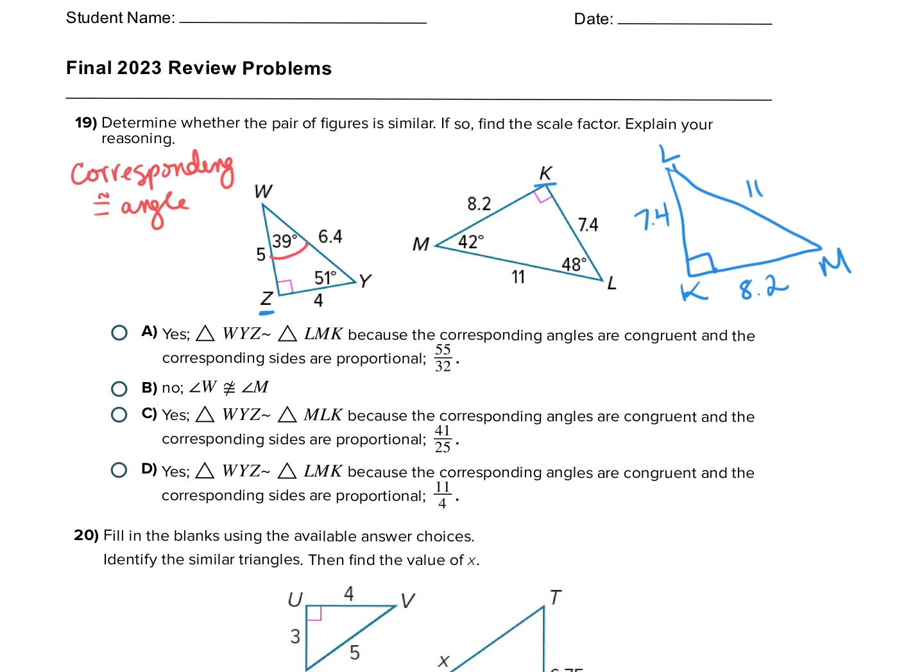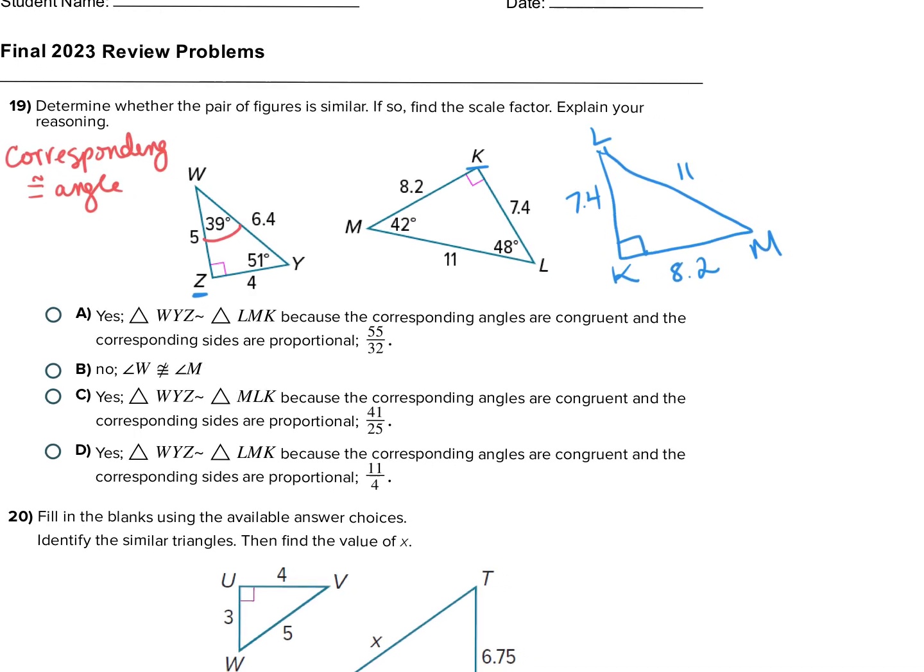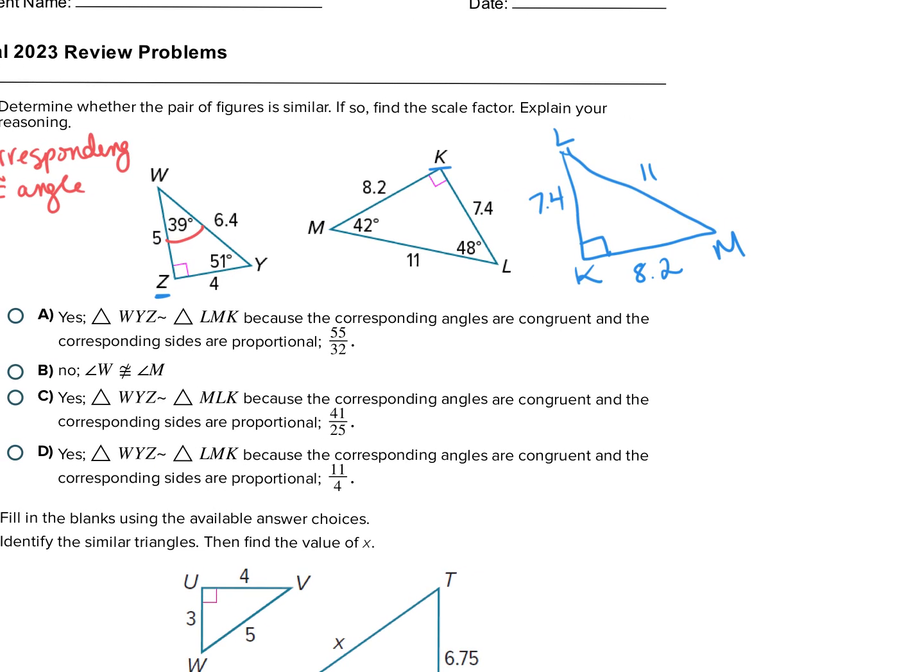So after rotating triangle LKM, I can now match up the side lengths to determine if the scale factors match, okay? So 7.4 corresponds with 5. 11 corresponds with 6.4, and 8.2 corresponds with 4.